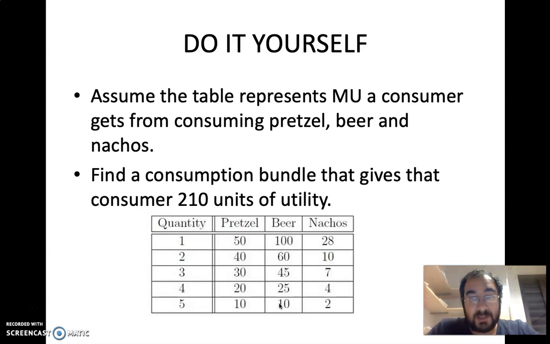Of course, this is an interesting activity. You have the marginal utility of different goods, and you need to find a consumption bundle that gives our consumer 210 units of utility. No, these are marginal utilities. So in order to solve this question, you first need to find the total utility our consumer gets by consuming different quantities of these products. For example, if our consumer consumes 2 units of pretzel, in that case, he will get 90 units of utility. Consuming 3 units of pretzel will give the same consumer 50, 40, 30 together, 120 units of utility.